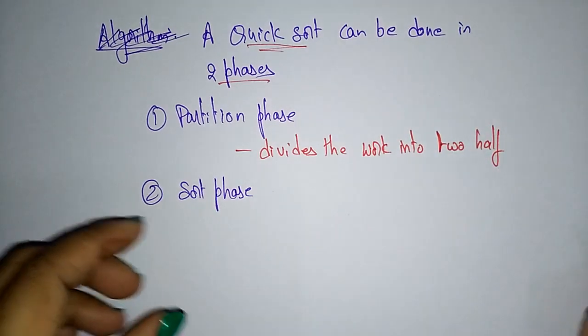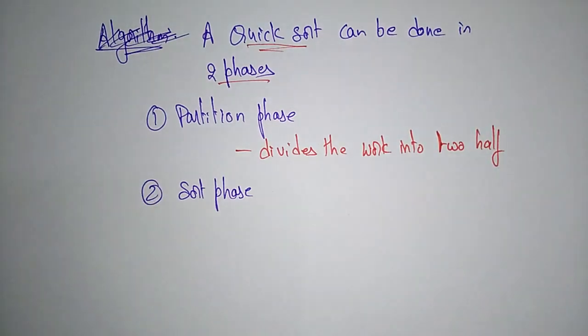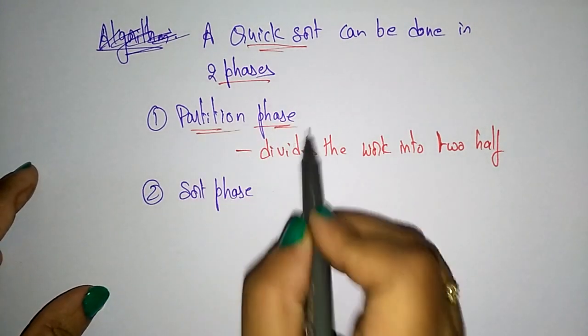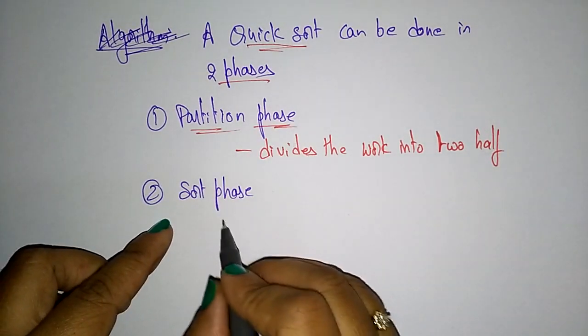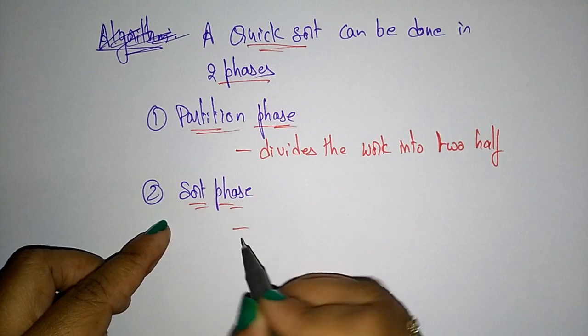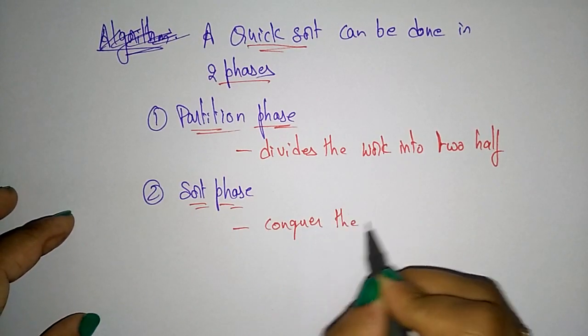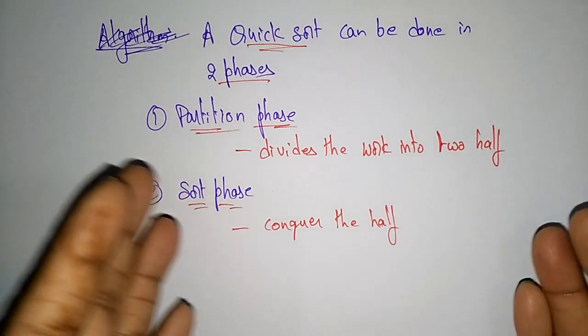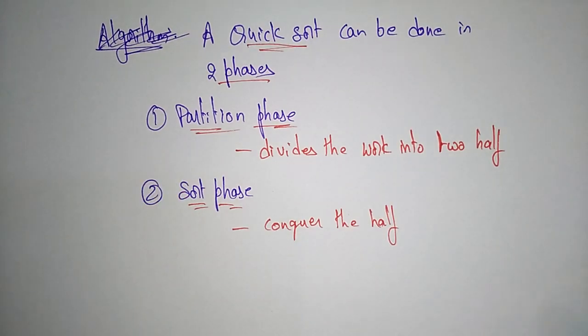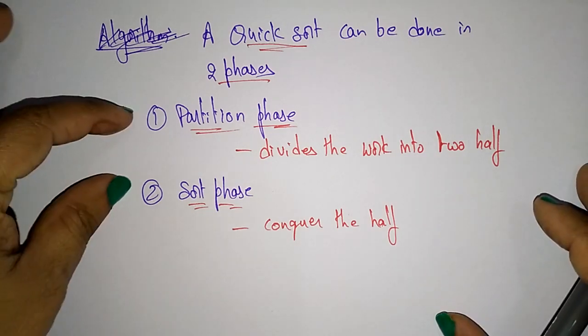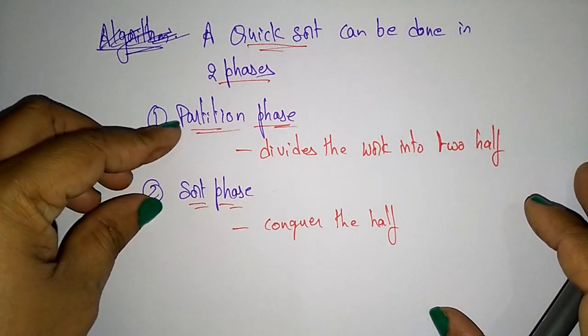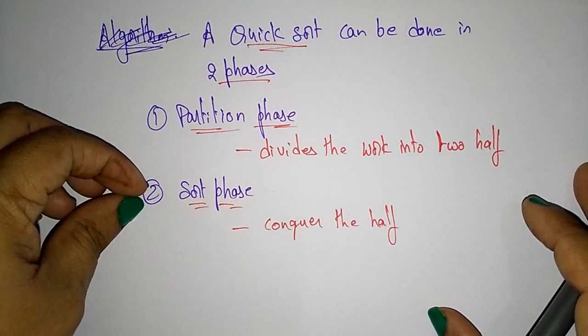So how can I divide the work into two halves? That I will discuss in the partition phase. And the sort phase, coming to the sort phase. So what is the sort phase? You have to conquer the half, means you have to solve the problem, like sort the array, and you have to combine the partitioned halves into the single original form. So these are the two phases. Quick sort can be done in the partition phase and the sort phase.